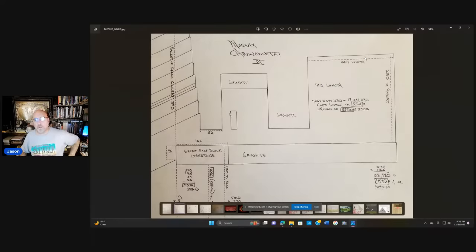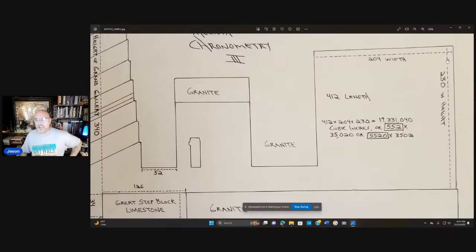The King's Chamber width of 204 inches, you can see at the top, and the height of 230 inches right there. And the length is 412 inches, you see right there. 412 times 204 times 230 is 19,331,040. That is the number in cubic inches of the dimensions of the Great Pyramid.